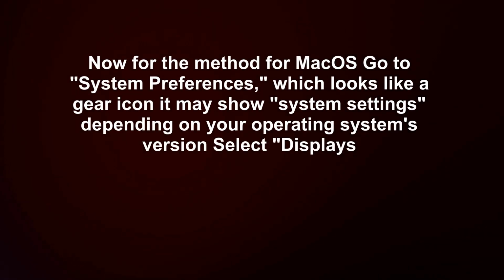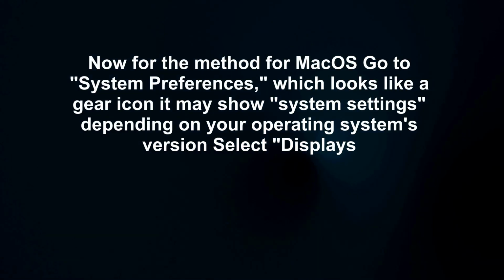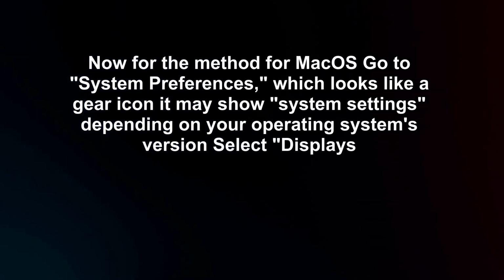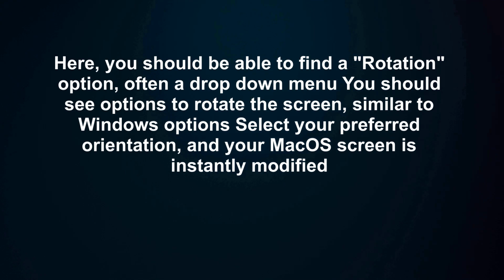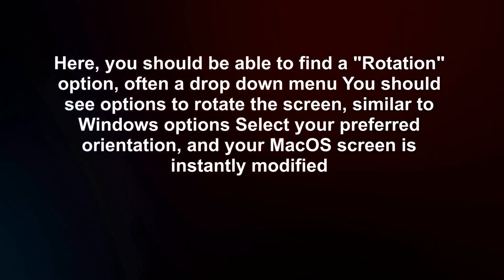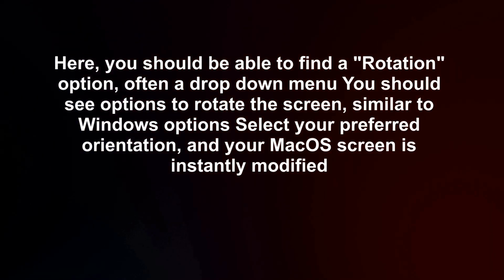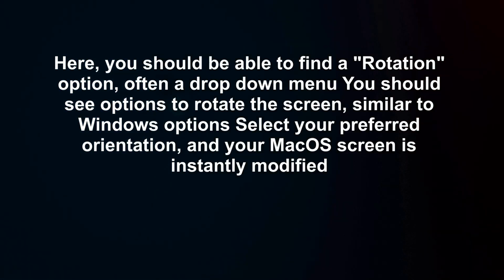Now for the macOS method. For macOS, go to System Preferences, which looks like a gear icon. It may show system settings depending on your operating system's version. Select Displays. Here, you should be able to find a rotation option. Often a drop-down menu, you should see options to rotate the screen. Similar to Windows options, select your preferred orientation, and your macOS screen is instantly modified.